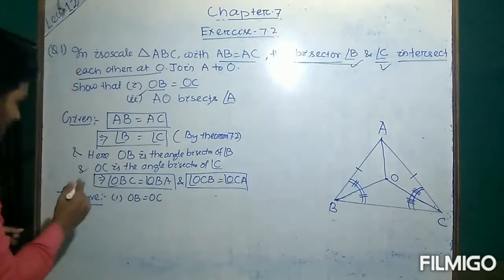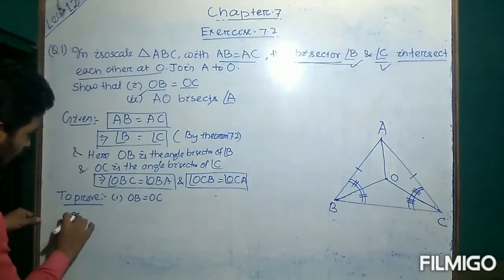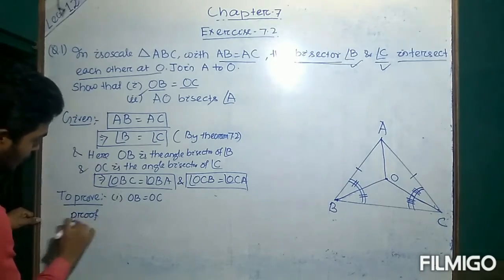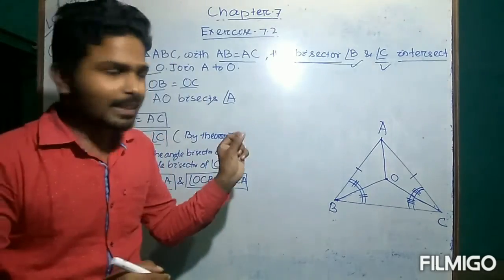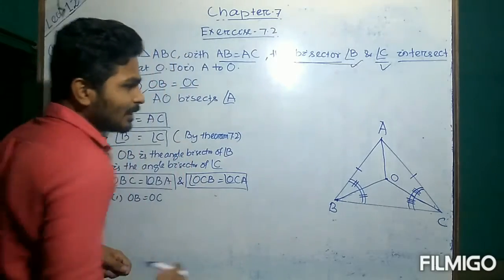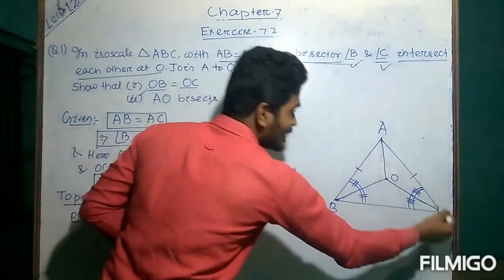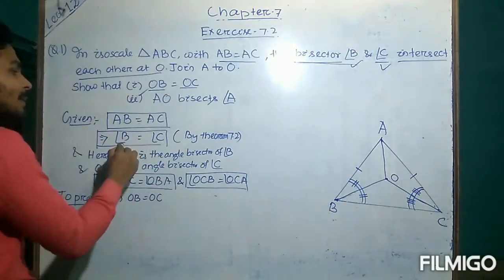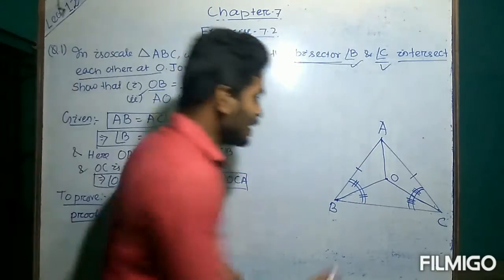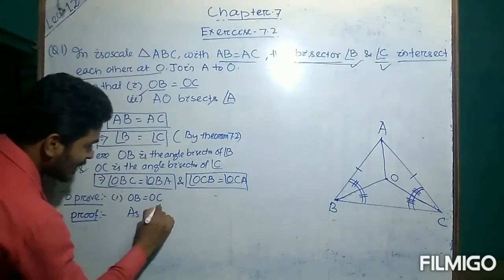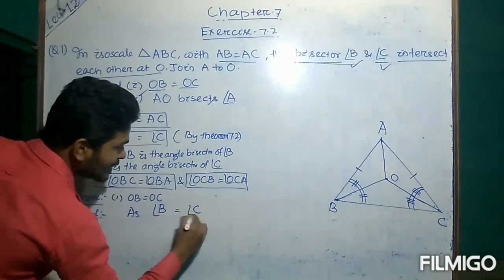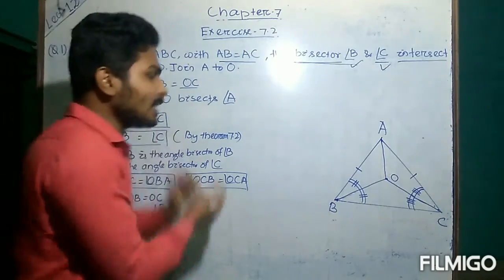Right? How can we prove? Let's see. Proof. Look at it carefully. It is a little bit lengthy question. Since it is given that AB is equal to AC, so from this data we get angle B is equal to angle C by theorem 7.2. So we can write angle B is equal to angle C. We know it. It is given.